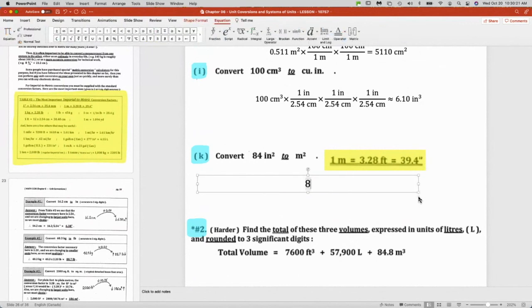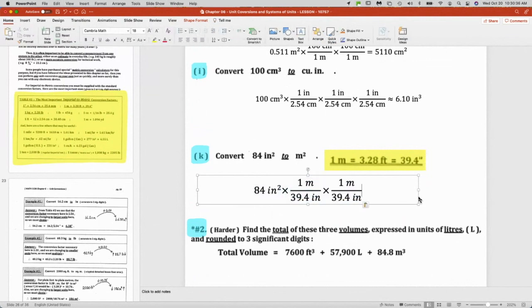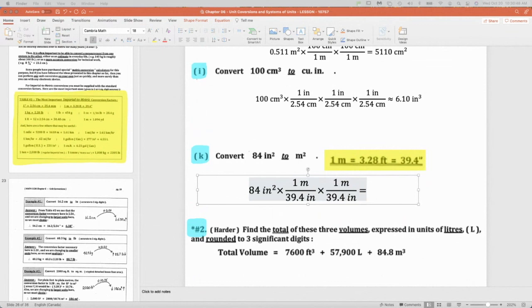So we have here 84 inches squared times, okay, we want inches on the bottom, so we know there's 39.4 inches for every meter that you measure. Then we have to do it twice because the inches are squared. So we have here 84 divided by 39.4 squared. And I'm going to just check that against the answer key. I just opened up the answer key as well. And let me see here. Yeah, that's the right answer.